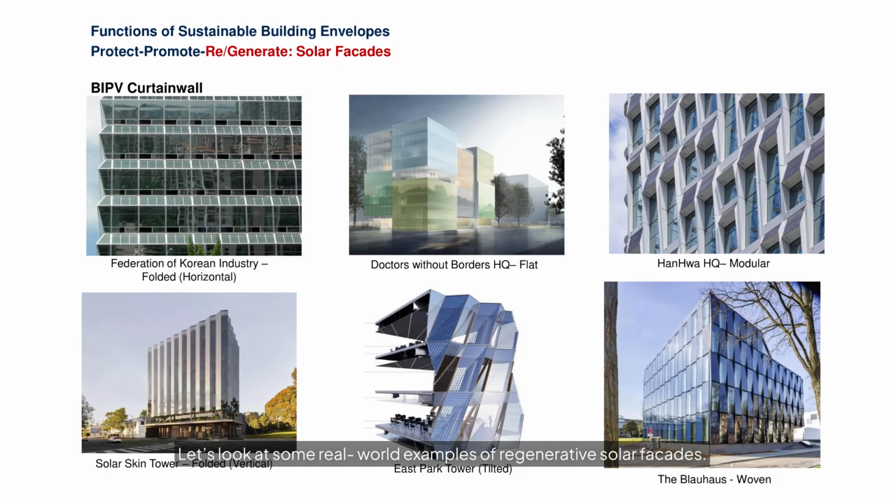Let's look at some real-world examples of regenerative solar facades. The Federation of Korean Industries, FKI, tower in Seoul is an office tower that features a folded photovoltaic curtain wall. The facade is composed of horizontally folded glass panels, angled according to solar reaching angles. These folds are not just aesthetic, they help capture sunlight from different angles throughout the day. PV modules on those folded surfaces generate power, while the folds also create self-shading and conceal the slab inside.